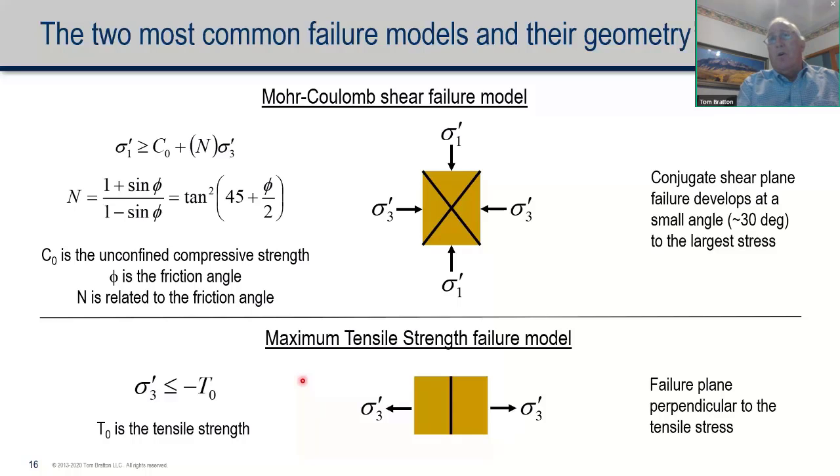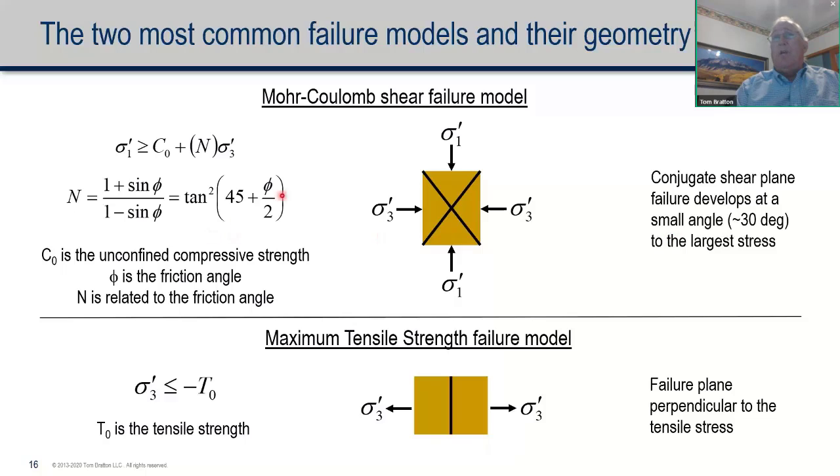There are two kinds of failure that we commonly see. One is shear failure, which we often describe using Mohr-Coulomb. We have two differential stresses. The big one, sigma 1, is the largest, and sigma 3 is the smallest. Whenever those two stresses are greatly different, the formation fails along conjugate shear planes, typically about 30 degrees from the maximum stress. And of course, this is what causes faults in the earth or natural fractures.